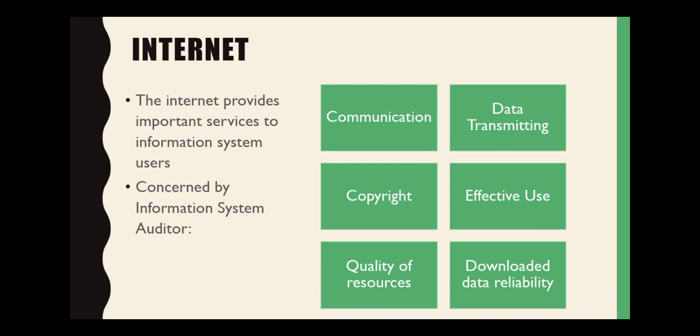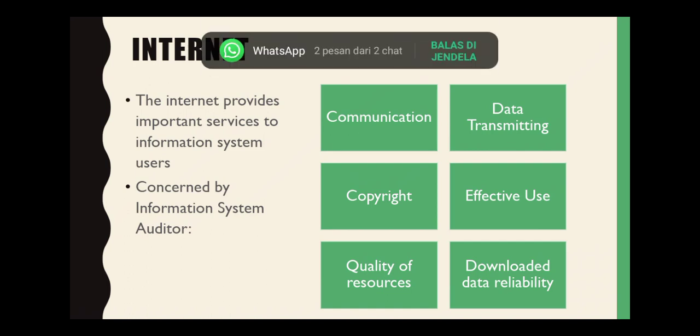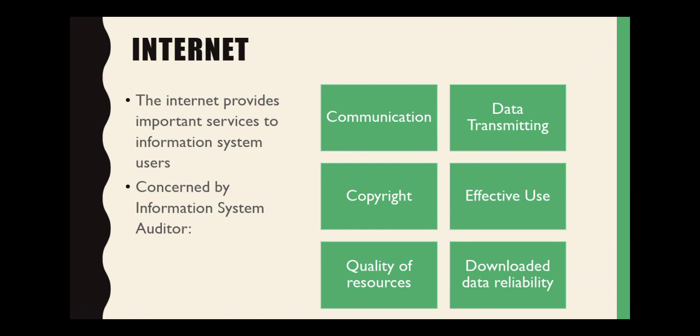And then the next is data transmitting. With data transmitting, we talk about privacy. The privacy and integrity of data transmitted over the internet cannot always be assured. Messages often pass through many computers, some of which might not be well protected. So the information system auditor is concerned about the protection of privacy in data transmitting.